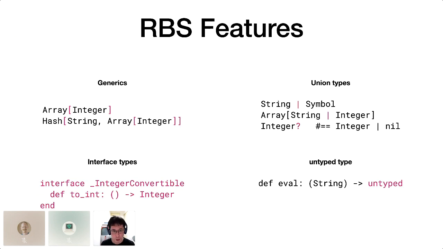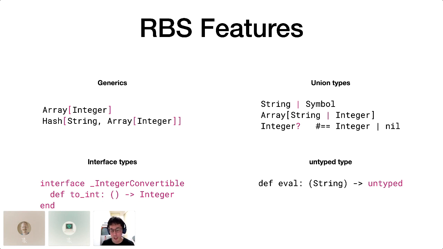I want to introduce some of the features of RBS. It has generics. The square bracket means it is a generic instance. So we can write something like Array[Integer]. It means it is an instance of Array, and the element of the array is Integer. We can write Hash[String, Array[Integer]]. It means the key of the hash is String, and the values of the hash object are arrays of integers.